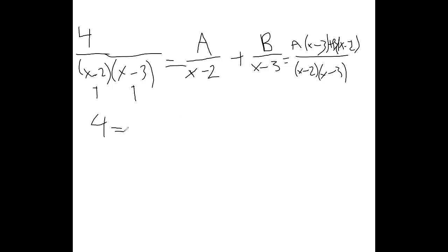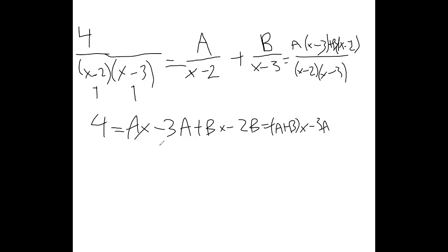So we have 4 is equal to this, which is a(x minus 3) plus b(x minus 2). Let's expand it real quick: ax minus 3a plus bx minus 2b. If we combine all the x's into one term and the constants, we see that this is (a plus b) times x, minus 3a minus 2b. But on the left hand side, we have 4, right?